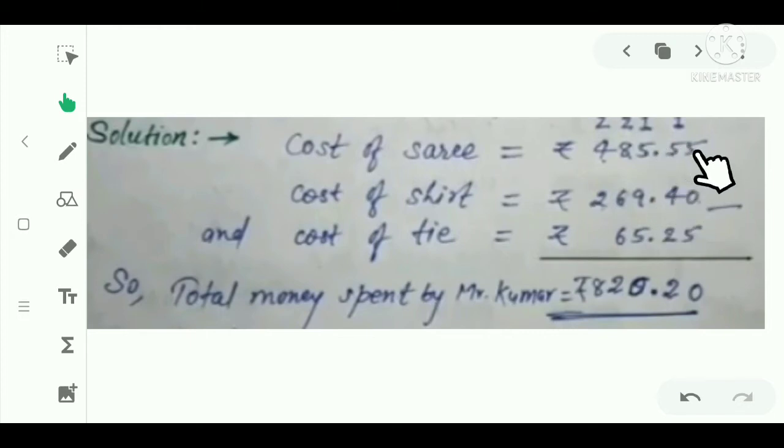So 5 plus 5 is 10. Look here, 1 carry, and this is 5 plus 4, 9, 9 plus 1, 10, 10 plus 2, 12, 2 carry, point is here, so we will write point here. Now add this and you can get the total money spent by Mr. Kumar is 820 rupees 20 paise. So this is the answer. Let's read the next question.